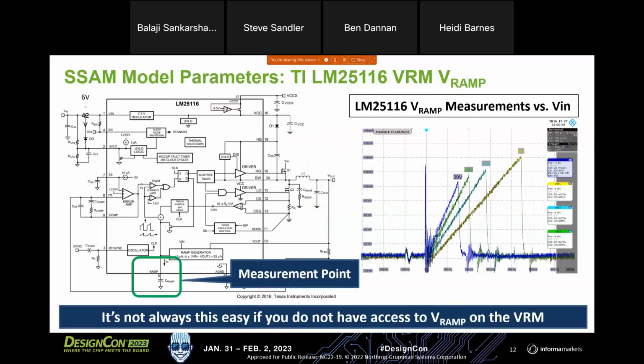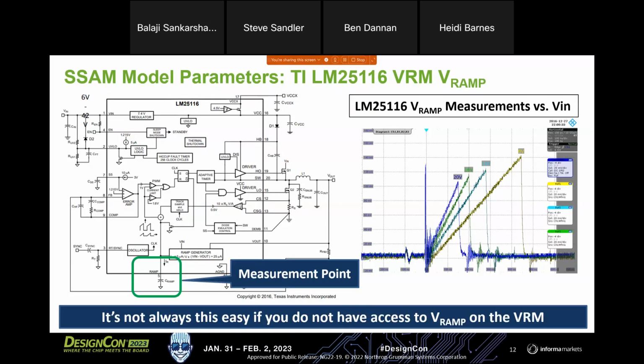In order to figure out how these parameters line up, there are really only a few parameters that need to be entered into the state space average model, and most of them we actually know. Simple things like what is the switching frequency and what is the value of the output inductor. Those are all critical. There are two parameters that are much more difficult to get and very frequently unpublished.